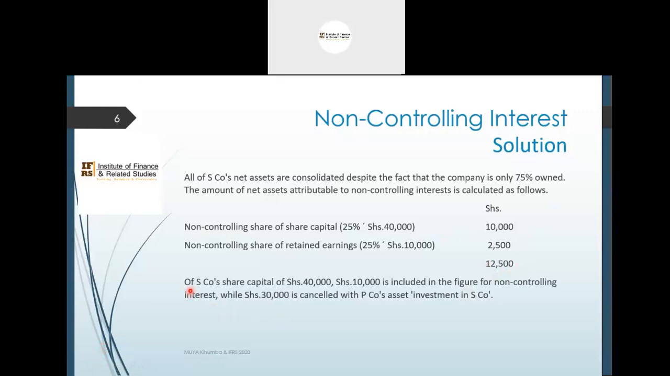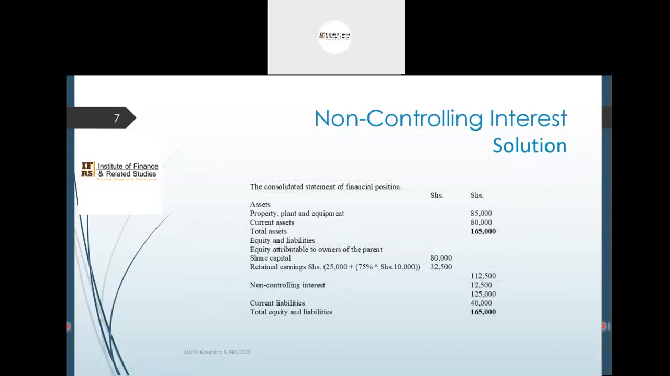Of S company's capital of 40,000 shillings, 10,000 is included in the figure for non-controlling interest. The 30,000 is cancelled out with P's investment. Of course, the non-controlling interest also has a stake in the retained earnings of the subsidiary. And when we come to preparing our consolidated statement of financial position, we simply add up our items.